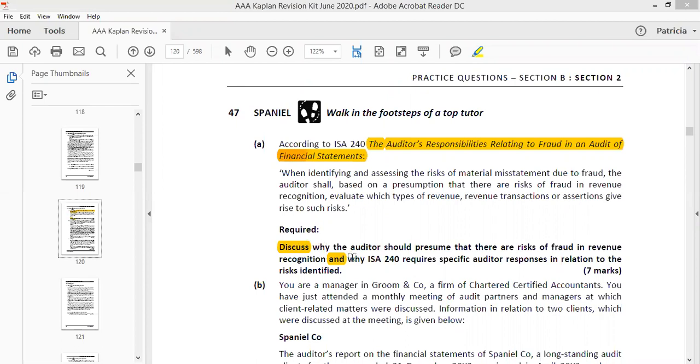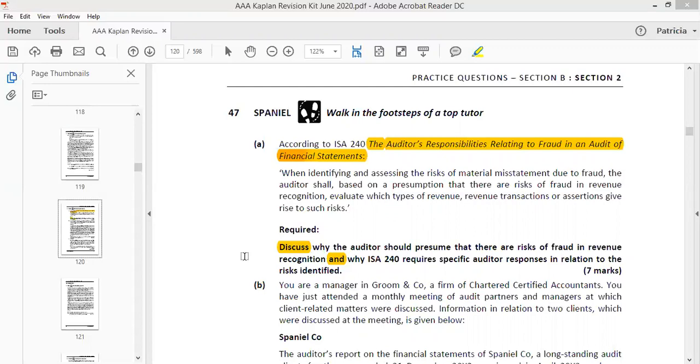to answer the question. So here we're told discuss why the auditor should presume that there are risks of fraud in revenue recognition and why ISA 240 requires specific audit responses in relation to the risks identified. So in the situation here, we have the exam verb that we should pay attention to: discuss. And it's a 7-mark question. So it should not take you more than 10 minutes to answer it.